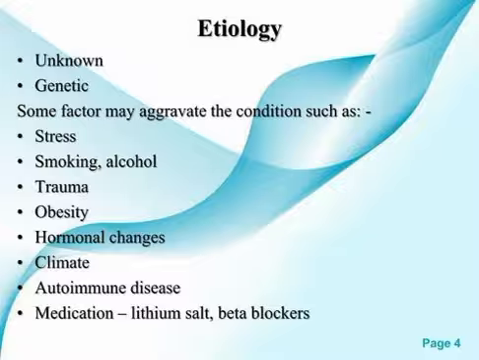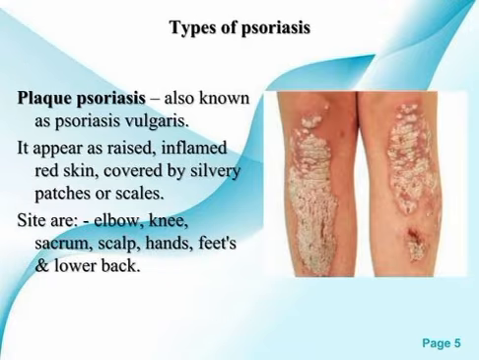Some of the factors which aggravate the condition of psoriasis are stress, smoking, alcohol, trauma, obesity, hormonal changes, climate, autoimmune diseases, and medications taken for other diseases like lithium salts and beta blockers. Next will be the types of psoriasis. There are more than 6 to 7 types of psoriasis.